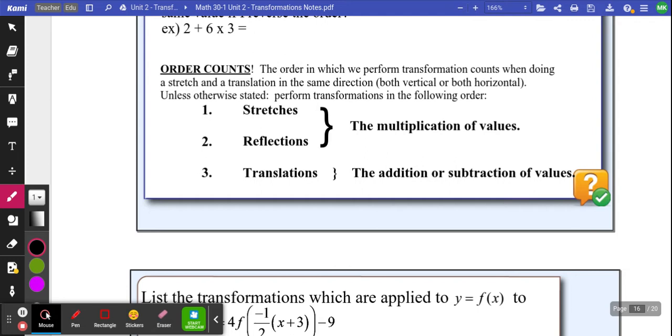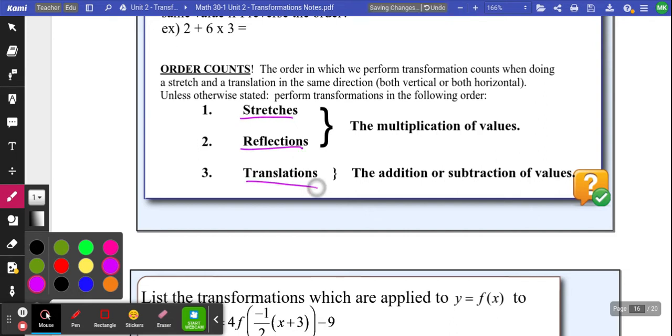Multiplication was stretches and reflections. Addition and subtraction was translations. So you must do your transformations in this order. You stretch, you reflect, you translate. Okay? Stretch and reflect can be reversed because they're both multiplication. I just will always go stretch, then reflect, then translate. You technically could go reflect, then stretch, then translate, and it'd be fine, as long as you're doing it in the order of multiplication first. Multiplication was our stretches. Then my horizontal, vertical translations, which is my adding and subtracting.